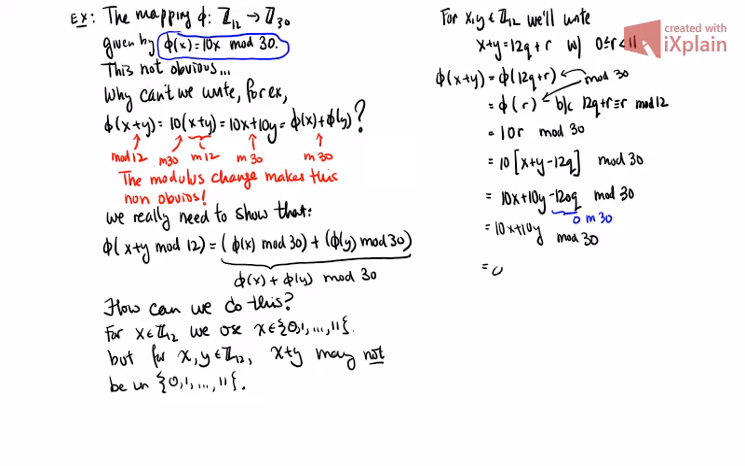And 10x, of course, is just phi of x. And this is phi of y. And this is mod 30. Which is exactly what we wanted, as desired.